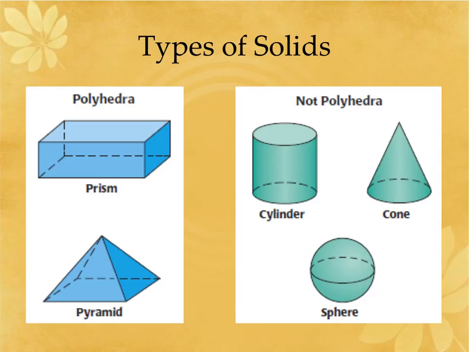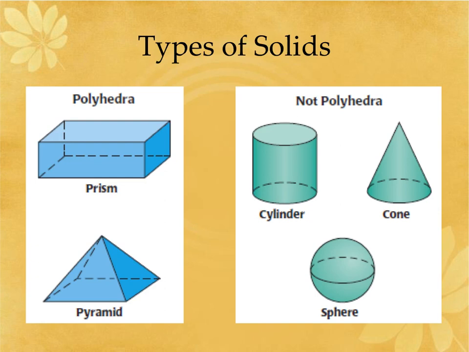These are different types of solids. So we actually have polyhedra and non-polyhedra. Notice the polyhedra, their sides are all polygons. The non-polyhedron, they have curved sides, and their sides are not polygons. So a cylinder, a cone, a sphere, they all have curved sides, and these would not be polyhedra. However, prisms and pyramids are polyhedra.